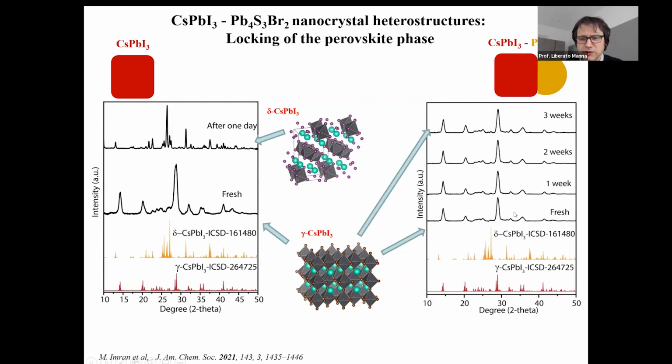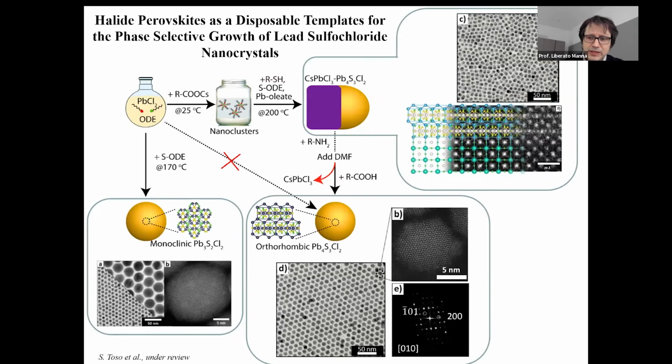On the other hand, if you prepare a solution or a film of nanocrystals of perovskite heterostructures, of course we are monitoring X-ray powder diffraction of a film over weeks. What you see is that the perovskite phase remains stable, and this is due to the fact that the chalco halide, by being epitaxially connected to the perovskite phase, glues this phase, and it prevents a transition to the non-perovskite phase.